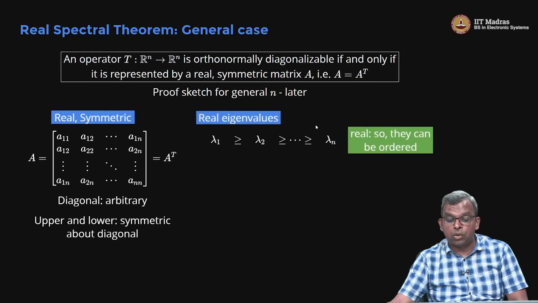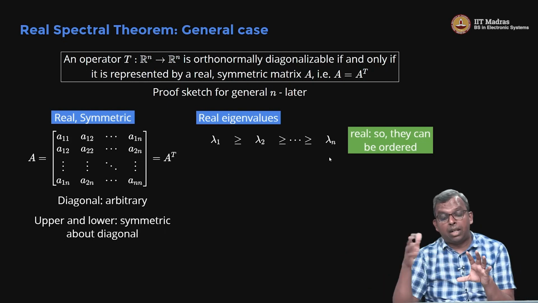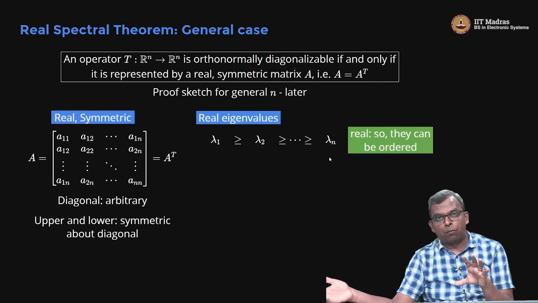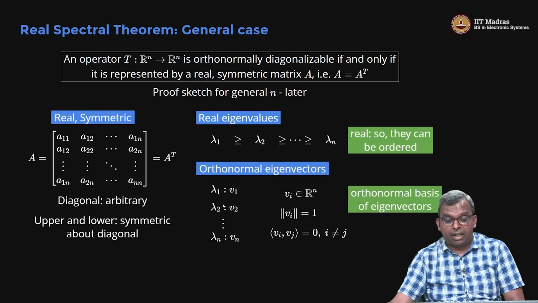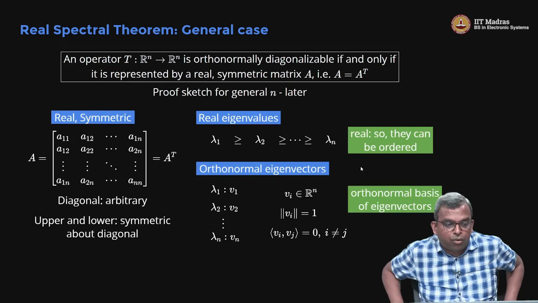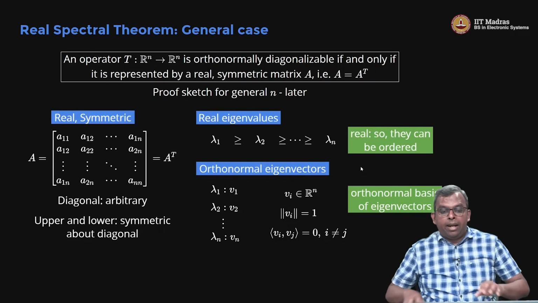It has real eigenvalues. Typically when you have real eigenvalues, people tend to order them, so they'll write lambda 1 greater than or equal to lambda 2, so on till lambda n. They're all real, so they can be ordered. And then we have orthonormal eigenvectors. For lambda 1 you have an eigenvector v1, v2, so on till vn, and these are all real valued vectors because we are thinking of Rn to Rn. Lambda i is real, norm of vi is 1, and the inner product of vi and vj is 0 when i is not equal to j.